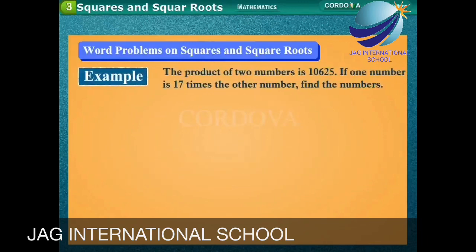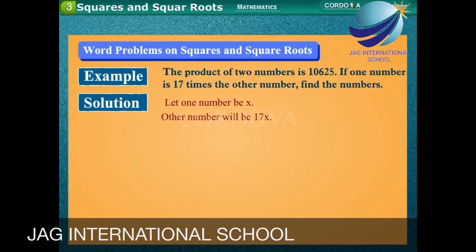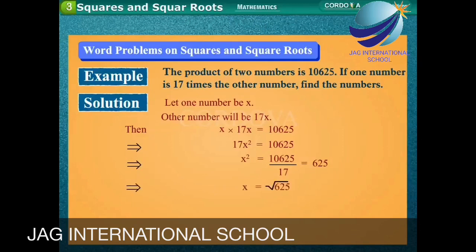Example: the product of two numbers is 10625. If one number is 17 times the other number, find the numbers. Solution: let one number be x, other number will be 17x. Then, x into 17x is equal to 10625. This implies 17x square is equal to 10625. This implies x square is equal to 10625 upon 17, which is equal to 625. This implies x is equal to square root of 625.